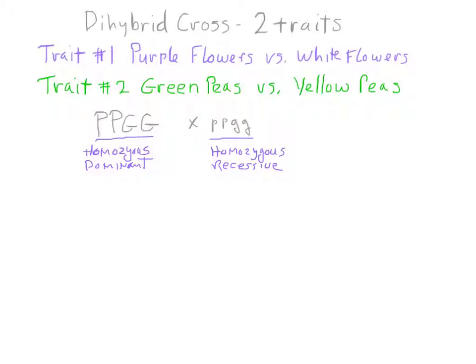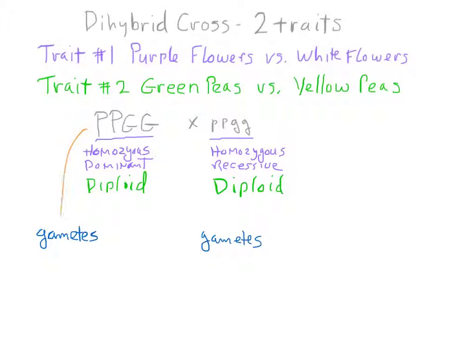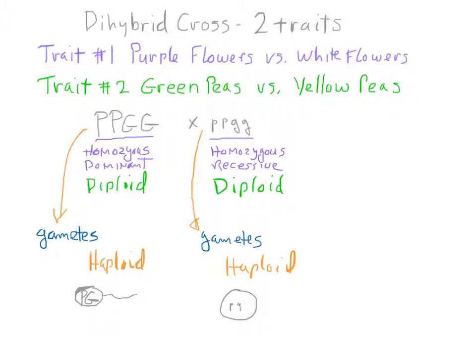Okay, remember that the parents are diploid, so they have two copies of each gene, and the gametes that these parents are going to make have to be haploid. So this parent would make this kind of gamete, big P, big G, and this parent would make this kind of gamete, little p, little g.